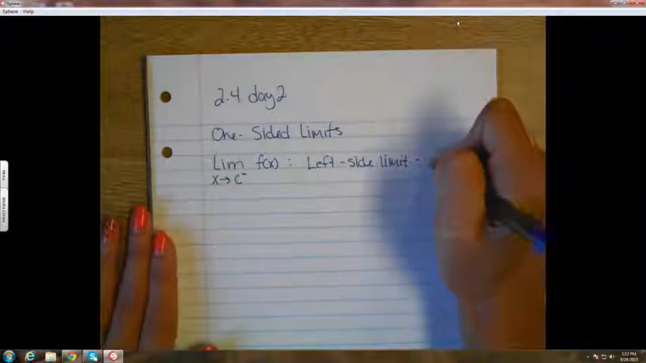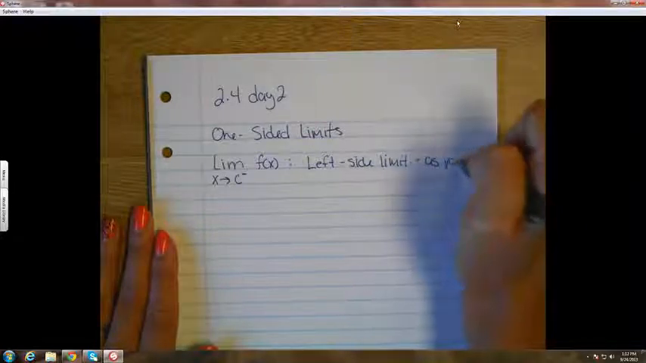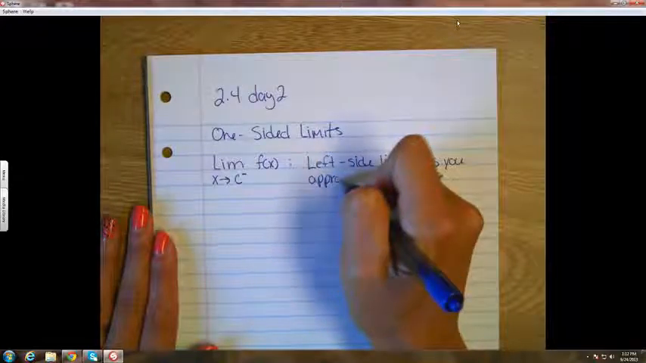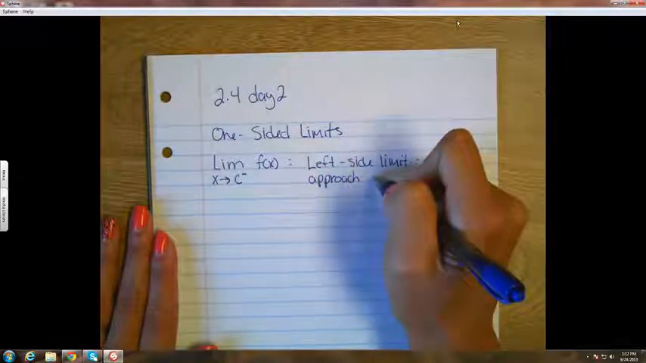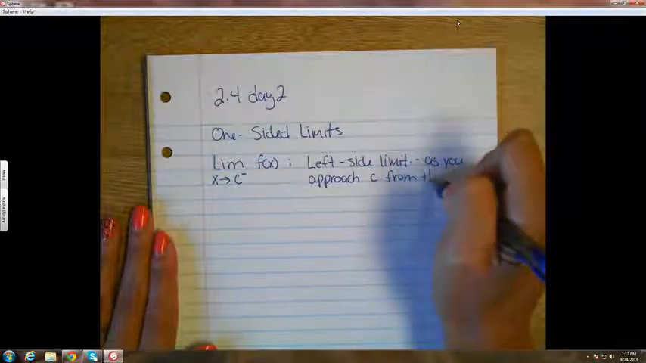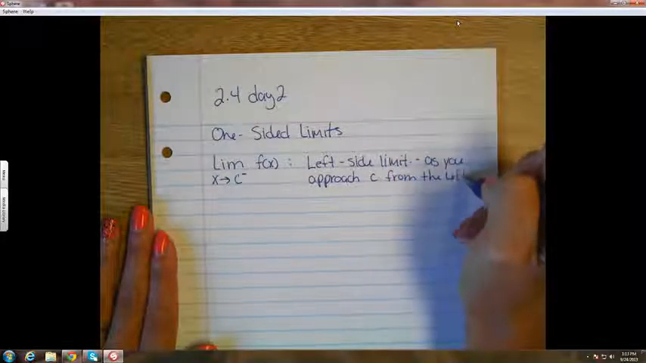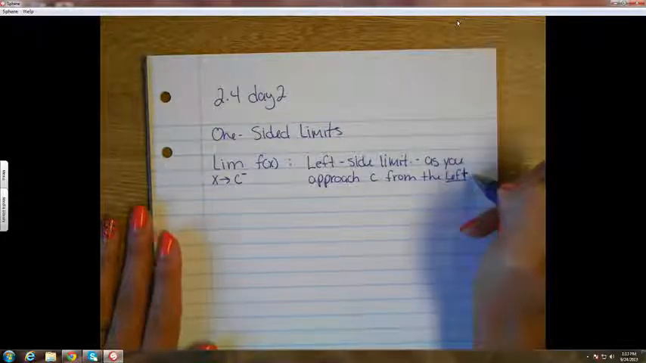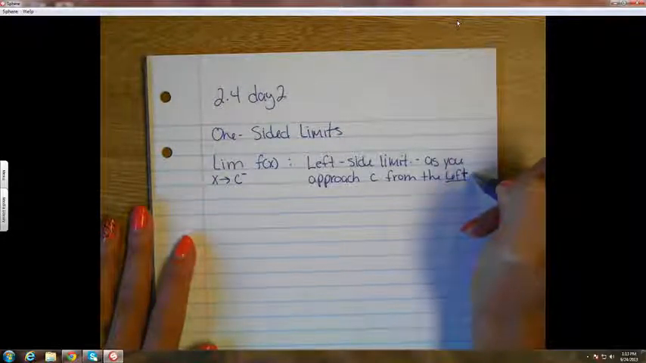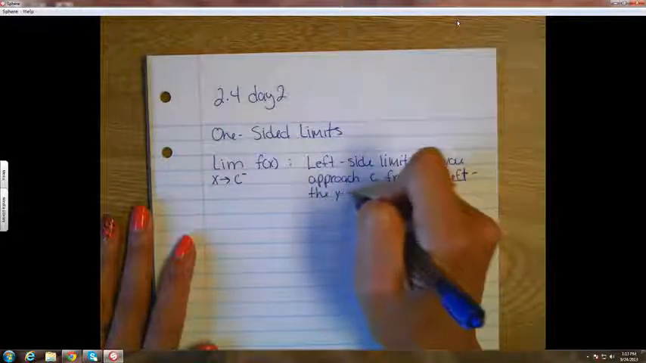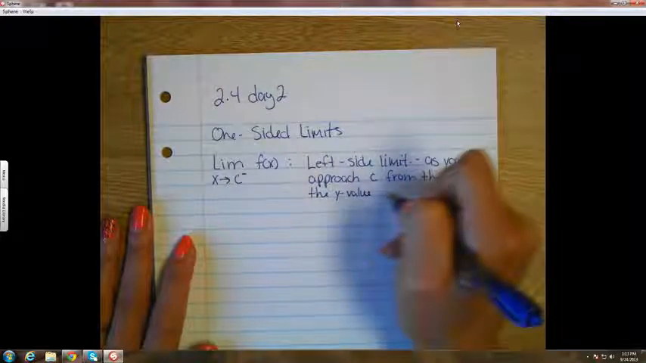So as you approach c from the left only, the limit's going to be the y value that you get close to as you approach.